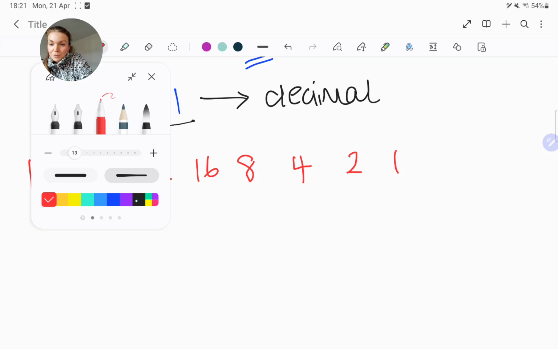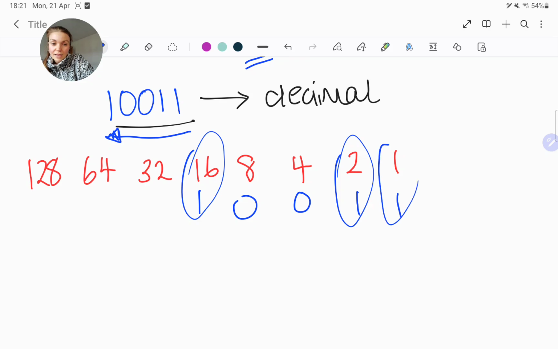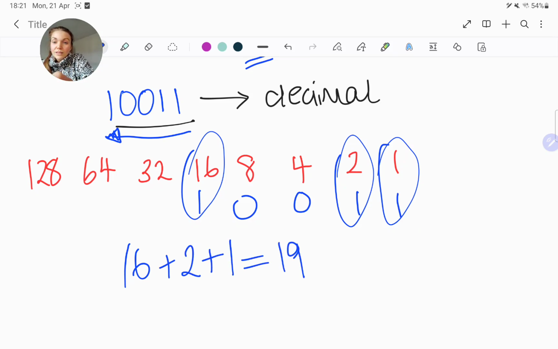So let's write this number. Again, we're going to go from right to left. So 1, 1, 0, 0, 1. So we've got this one, and this one, because anything times 0 is 0, so we don't count those. So 16 plus 2 plus 1 is 19. So 10011 as a decimal number is 19.